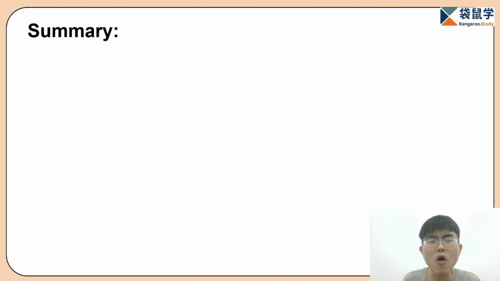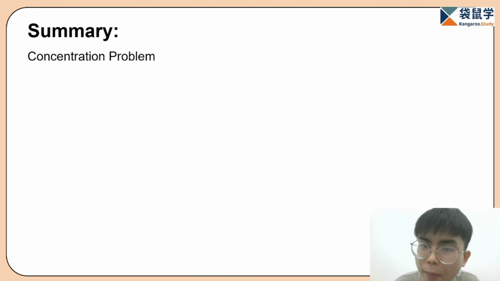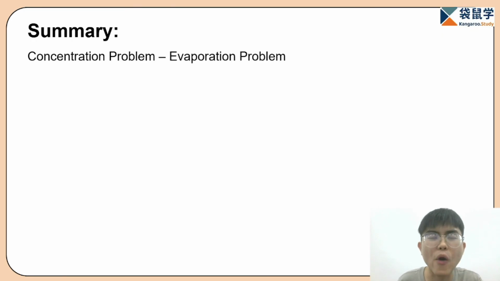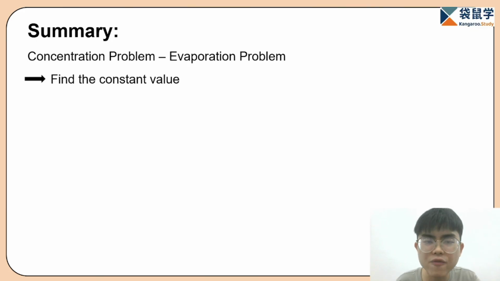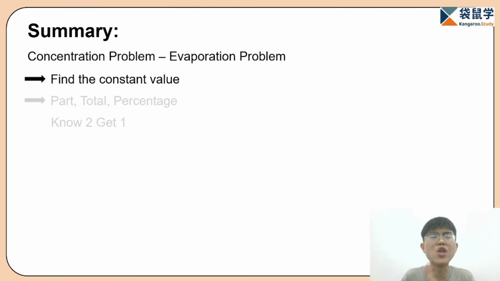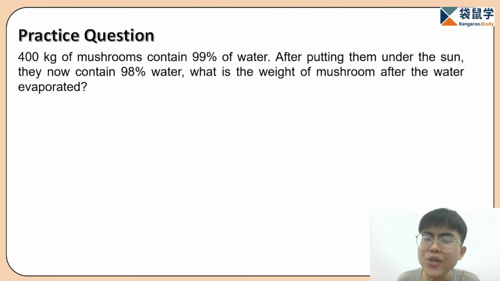Now, let's summarize what we have learned in this question. This question involves the percentage of water, so we call this kind of question a concentration problem. Since it also involves evaporation of water, the sub-question type is the evaporation problem. To solve this kind of question, the very important thing that we have to find is the constant value. After that, you can calculate the part, the total, and the percentage using the concept that we learned today, which is "know two get one". Now you can try to do this practice question by applying what you have learned in this video.